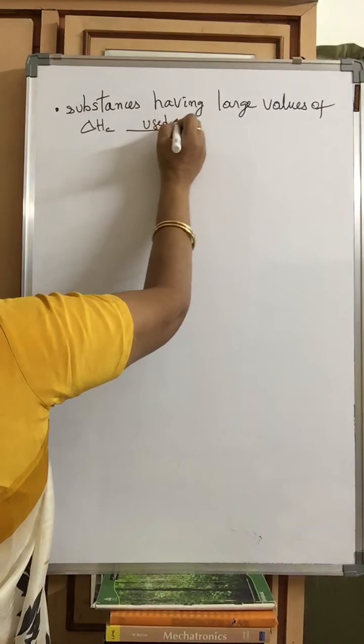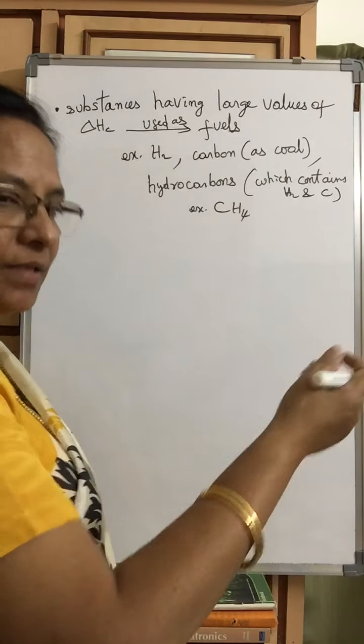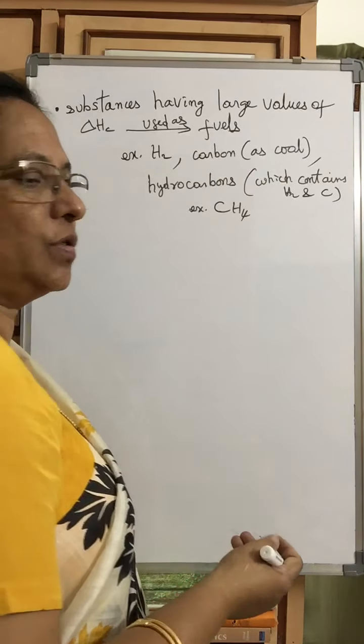You know hydrocarbons means compounds which contain hydrogen and carbon, like for example methane, CH4. So C and hydrogen. These will normally evolve a larger amount of heat energy when they react with oxygen. That is why we use those as fuels.